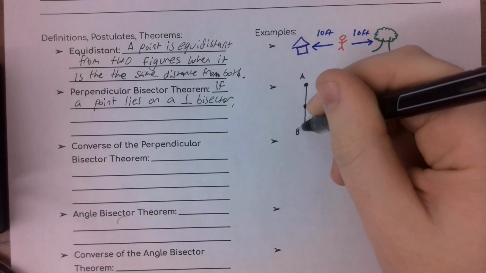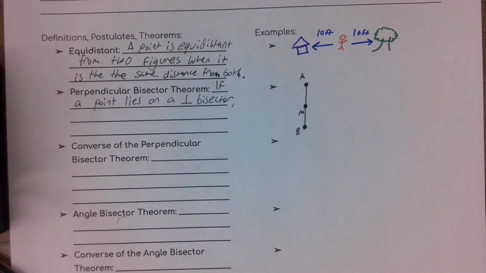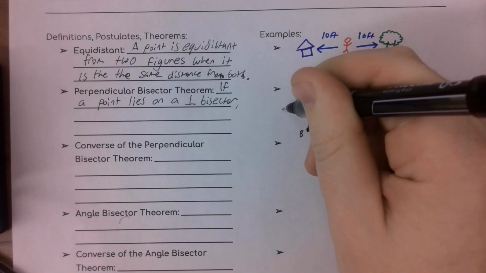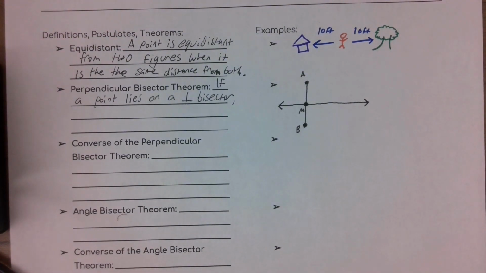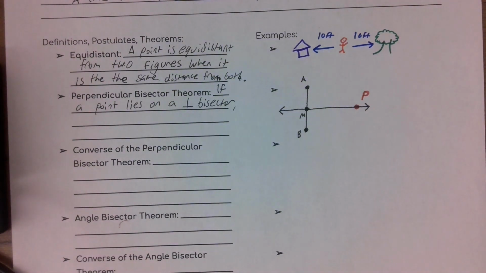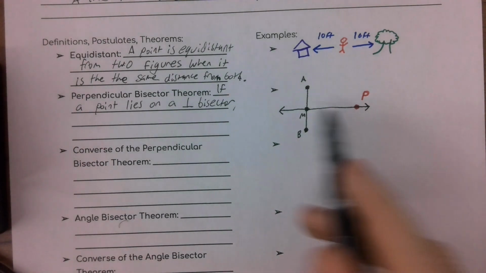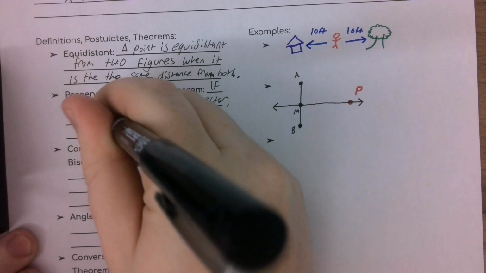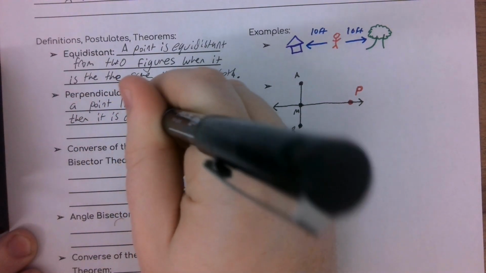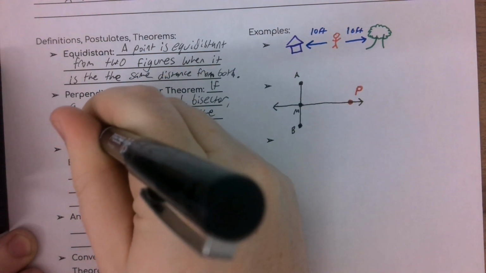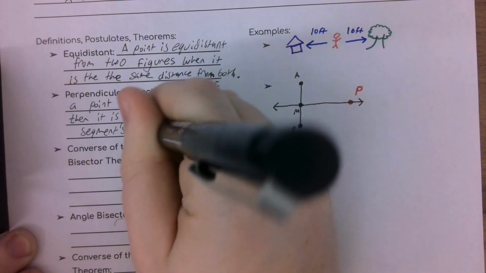Here's point A, here's point B, and here's the midpoint. If I've got a perpendicular bisector, let's call it this line here, and a new point that is on that perpendicular bisector, well, here's the interesting thing. Then it is equidistant from the endpoints of the segment. Then it is equidistant from the segment's endpoints.